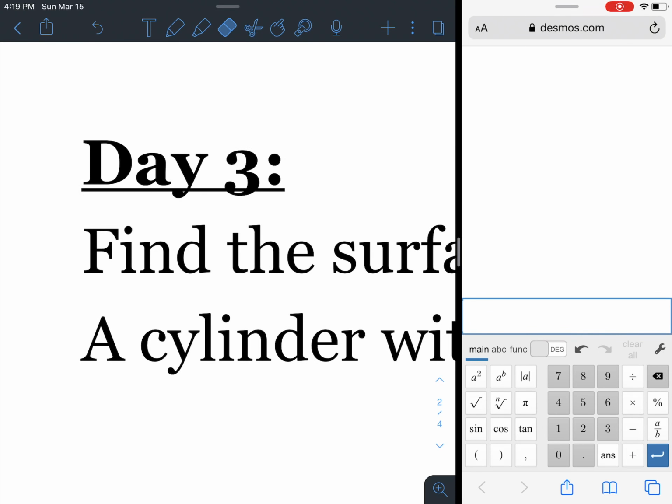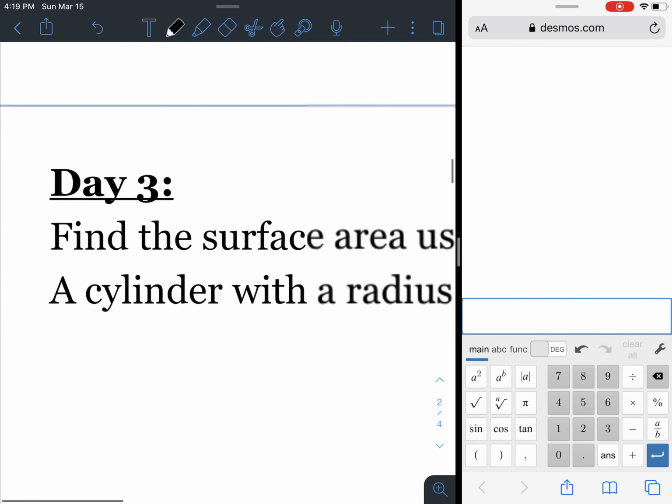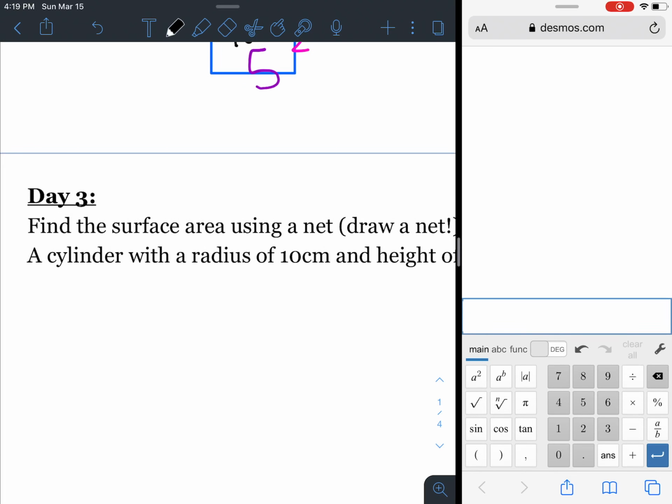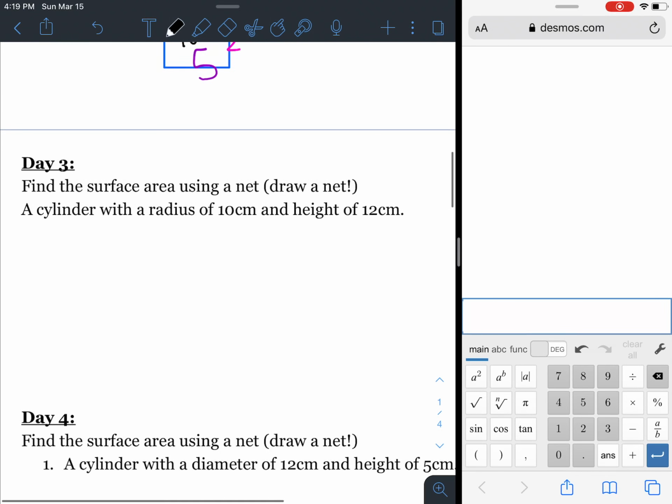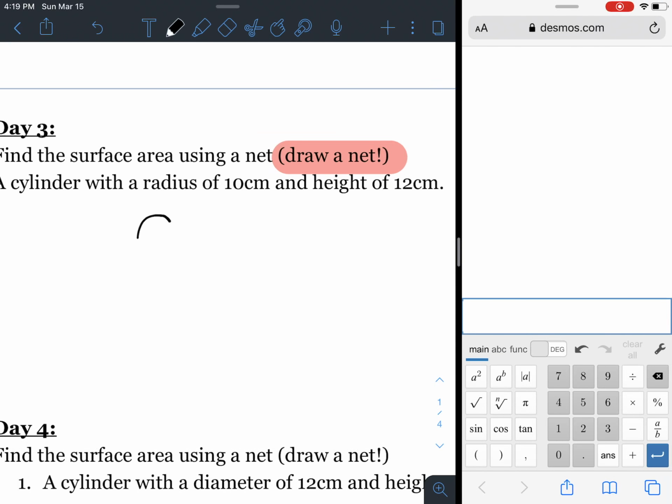Day 3. You're either continuing, or if you want to pause and come back, look for day 3. Day 3, we're doing drawing a net again. This time it's a cylinder. So a cylinder has 2 circles with a rectangle in the middle.